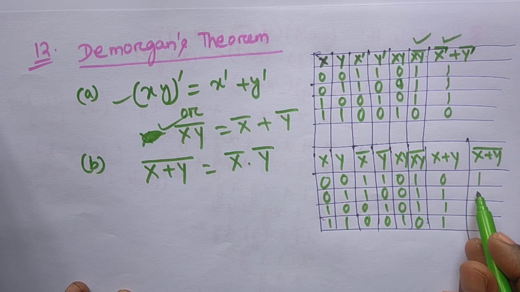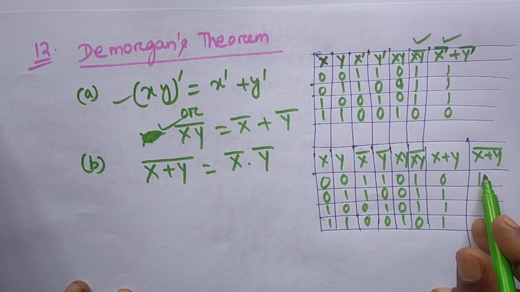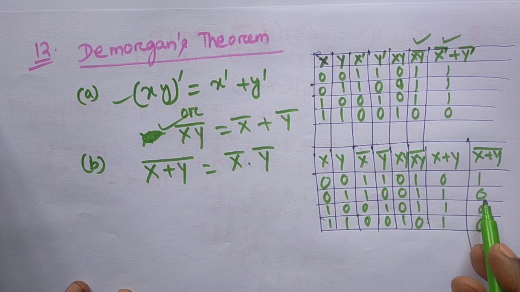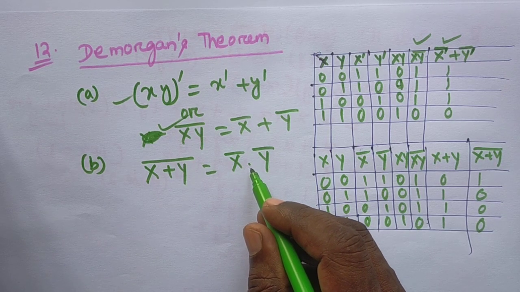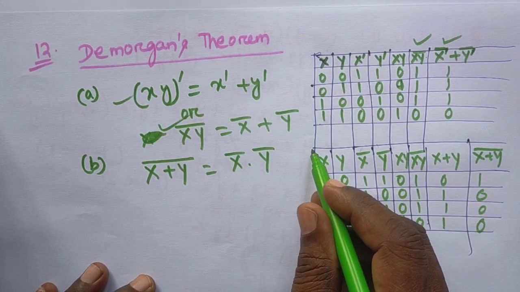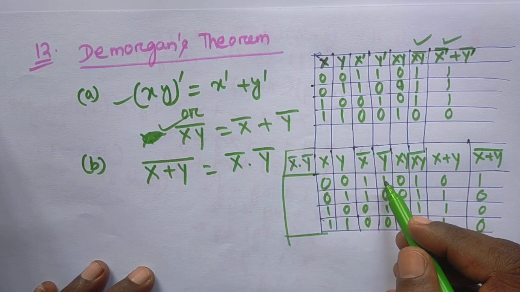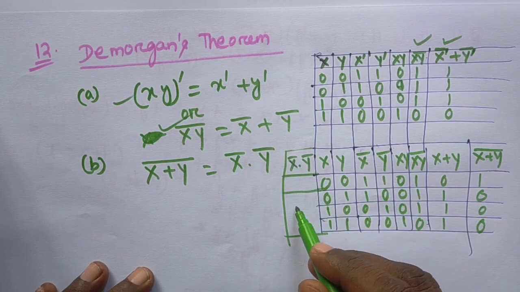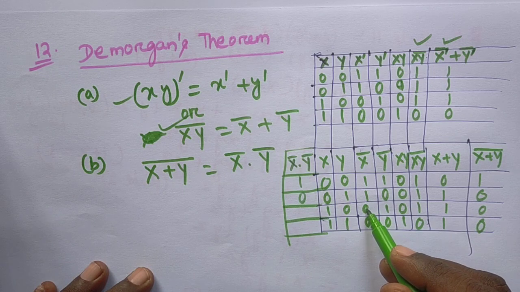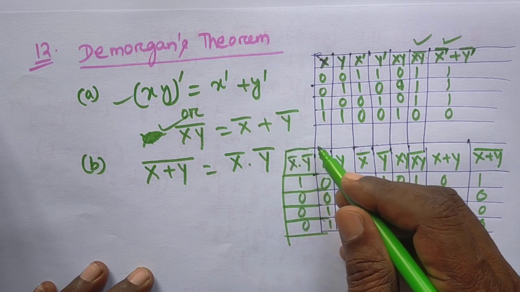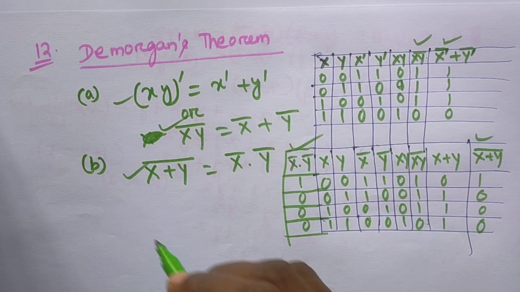And x plus y complement it is 1, 0, 0, 0. Okay, this one. And again another part also there, x complement and y complement product. Here is x complement dot y complement. Okay, x complement y complement means 1 1. Here 1 1, it is 1, 1 0, it is 0, 0 1, 0, 0 0, 0. So this part is equal to this part, because it is 1, 0, 0, 0 on both. So second part also true.